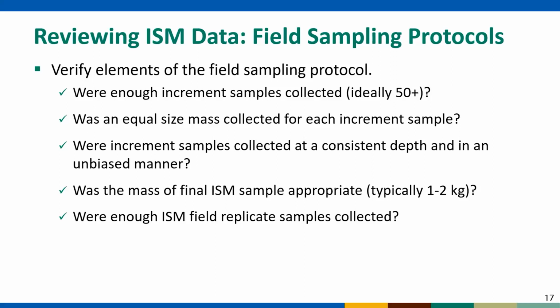Check for the following elements in the field sampling protocol. Were enough increment samples collected, ideally 50 or more? Was each increment sample of equal size and mass? Were increment samples collected at a consistent depth in an unbiased manner? Was the total mass of the sample appropriate? This is typically from 1 to 2 kilograms. Were enough ISM field replicates collected to provide insight on precision of the sampling and analysis methods?